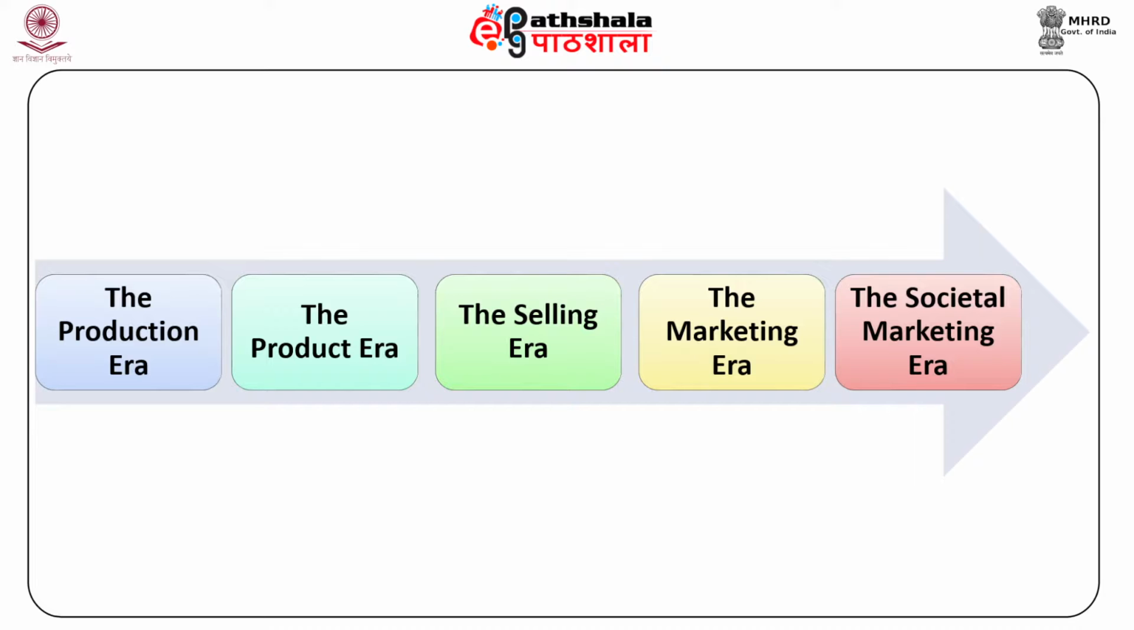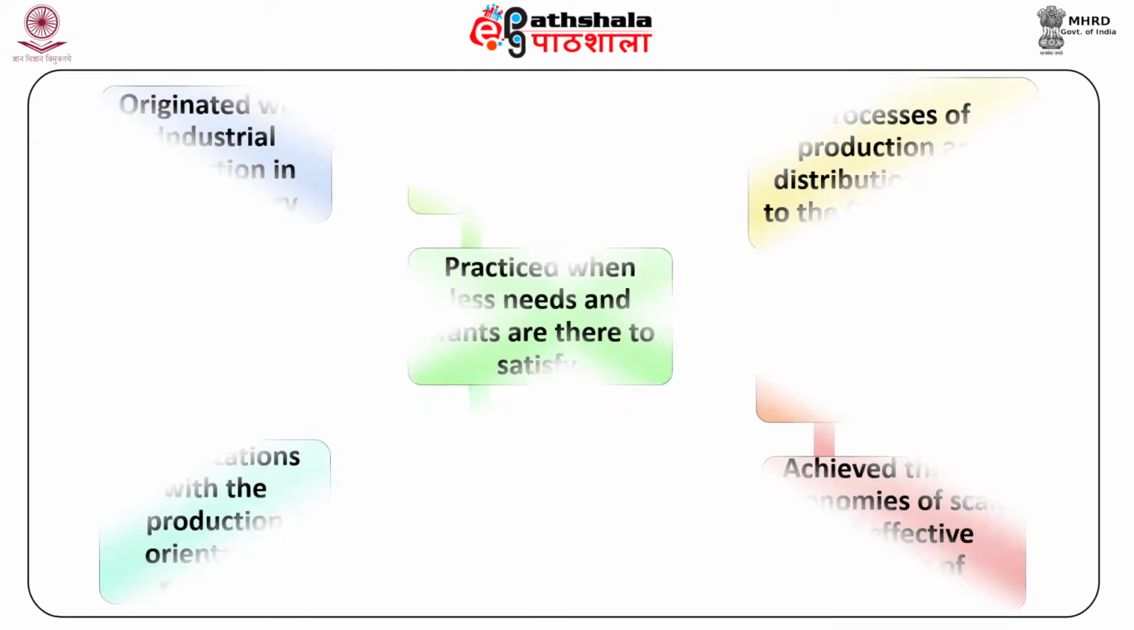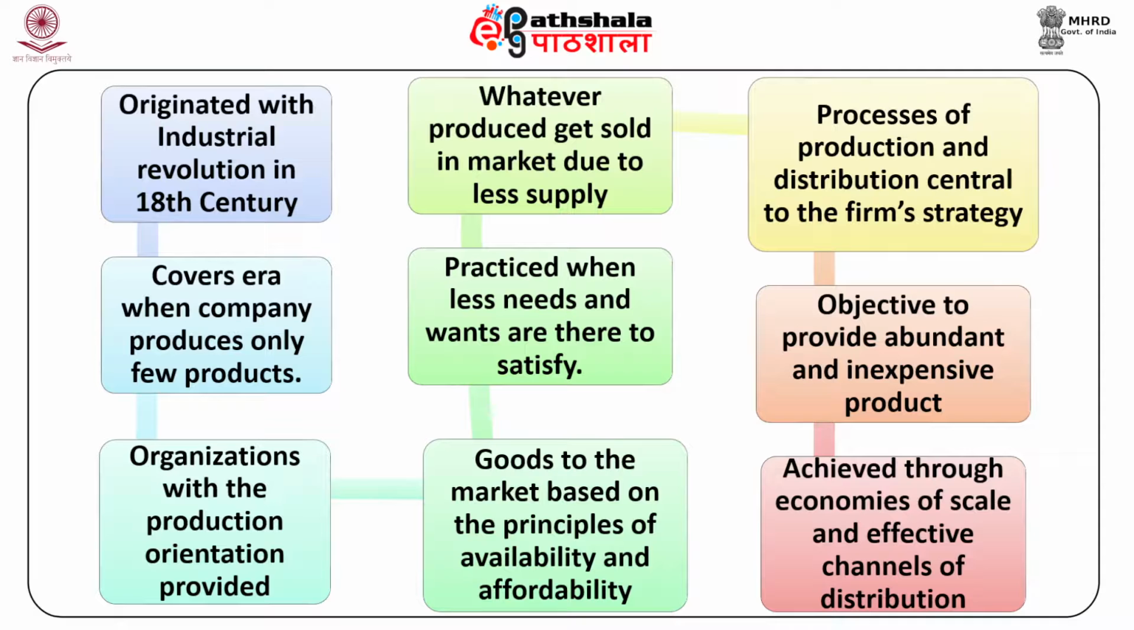The philosophies that govern the behavior of the organizations can be categorized into 5 concepts belonging to 5 eras. First, the production concept. The production concept is one of the earliest concepts, originating with the industrial revolution in the last of the 18th century. Belonging to the production era, it covers the time when the company produced only a few products. The organizations with the production orientation provided the goods to the market based on the principles of availability and affordability.